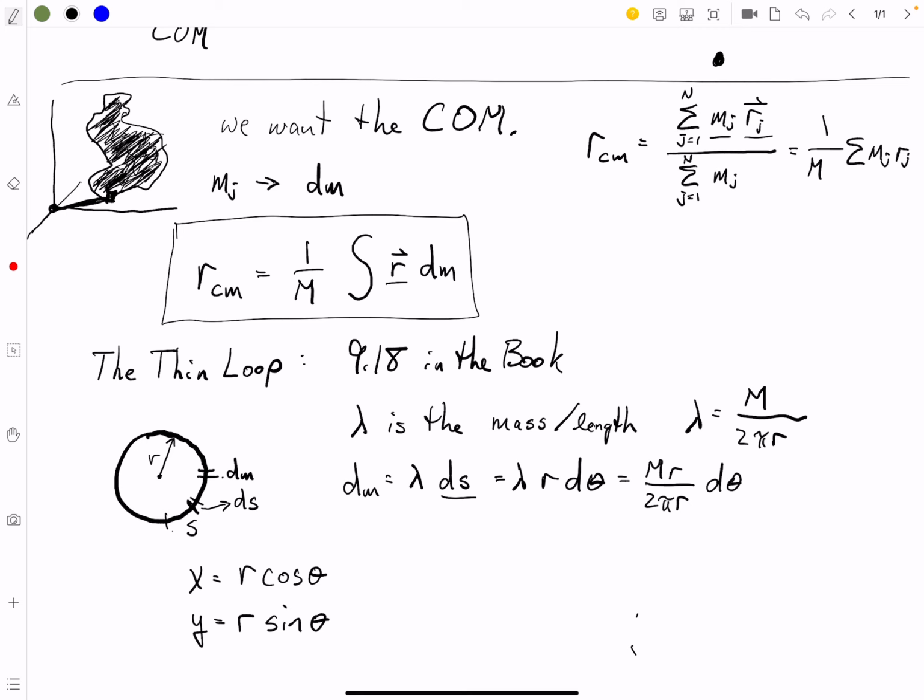Okay, so now what have we done? We have gone like this. And we said that this little angle in between that makes up our dm is our d theta. Okay? All right. Well, that ends up giving us the r's cancel. So we end up with big M over 2 pi and then d theta. That's our dm.